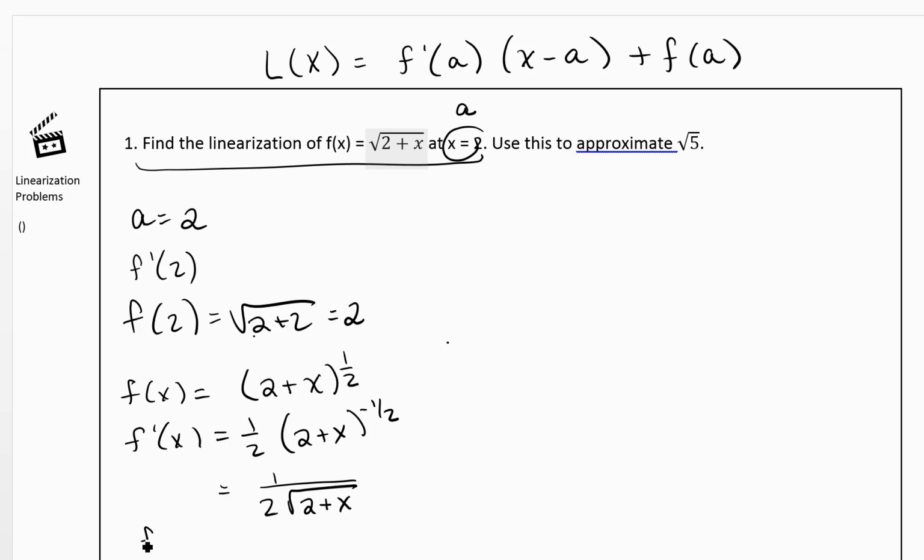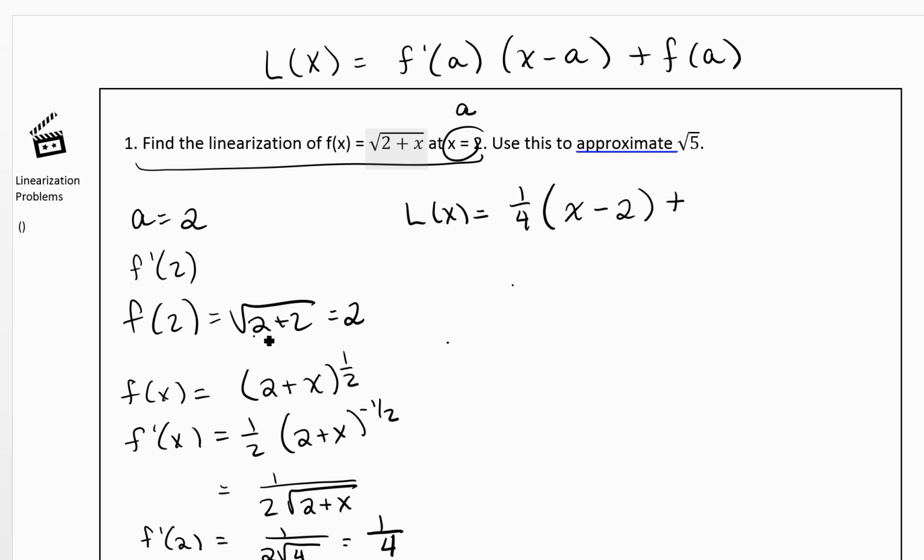So if we plug in 2, we get 1 over 2 times the square root of 4. So we'd get 1 over 2 times 2, which is 4. So 1/4. So our linearization, plugging all these pieces in, f prime of a was 1/4. Then we're just going to have x minus 2 plus our f of 2, which was 2. So that's our linearization.